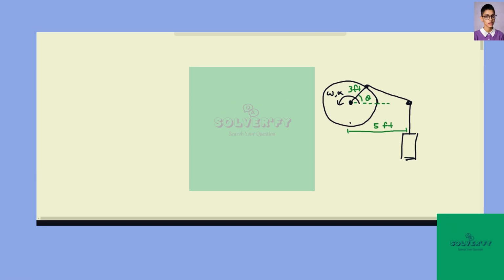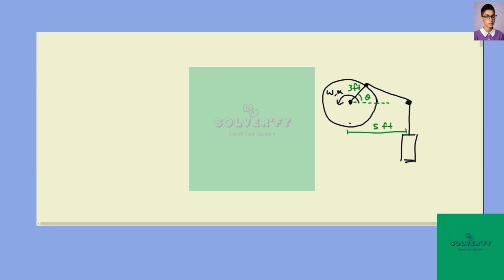In this question, at this instance shown, the disk is rotating with an angular velocity omega and an angular acceleration alpha. And we need to determine the velocity and acceleration of cylinder B. This is the cylinder B at this instant.